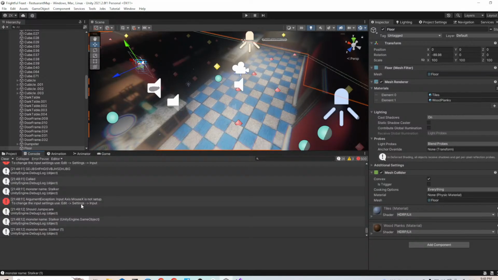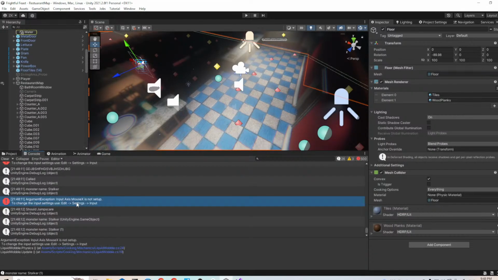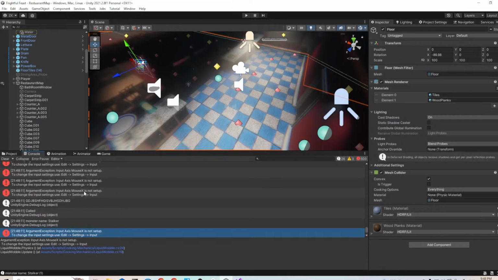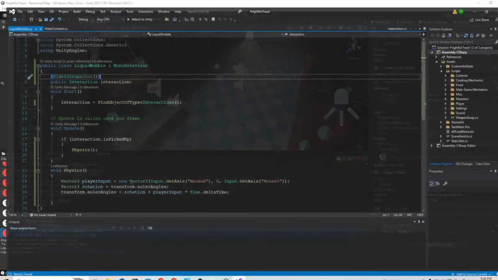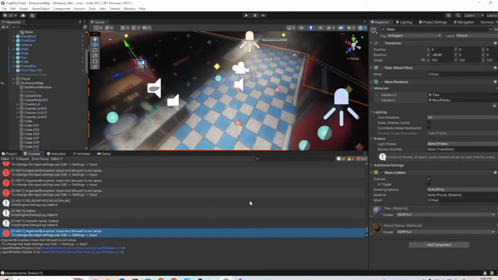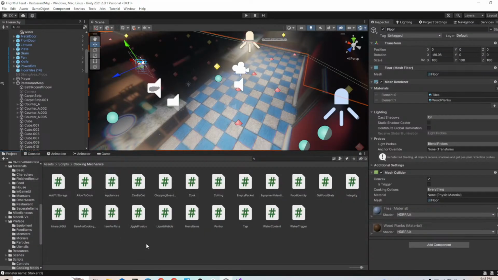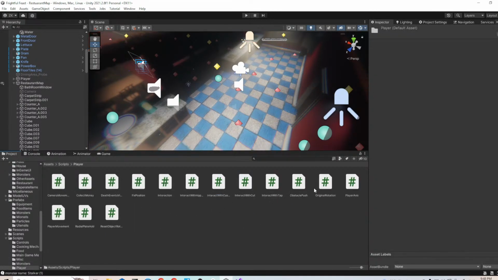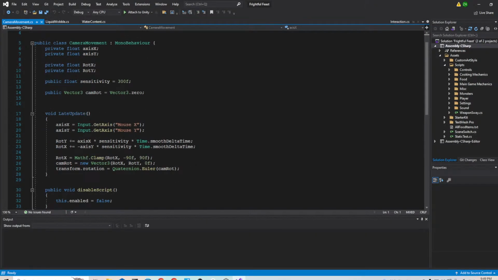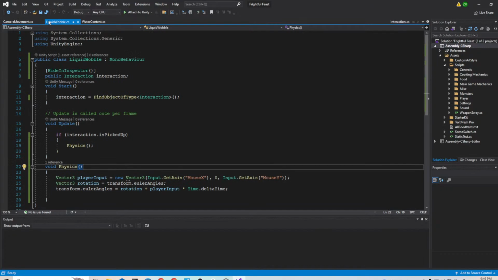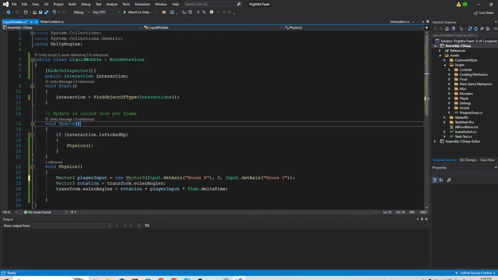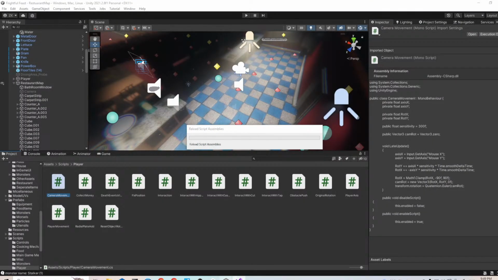What is the problem here? Mouse X is not set up. Okay, what did I put for the player? I may be remembering wrong. Horizontal, maybe? Okay, we'll check. So it was in the camera movement. Mouse. Oh, it's a space. I knew it. Oh, I actually didn't. My bad. Okay, this may work now.